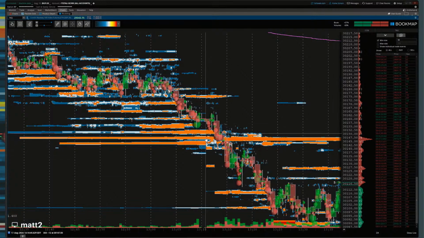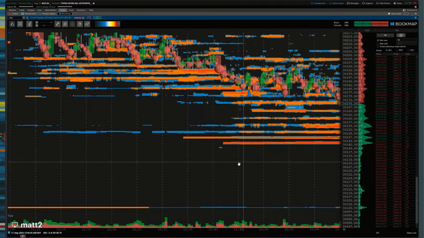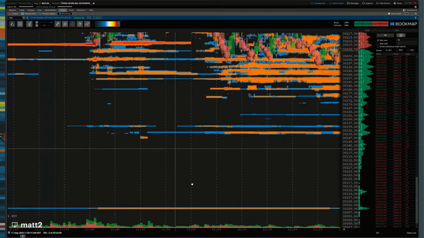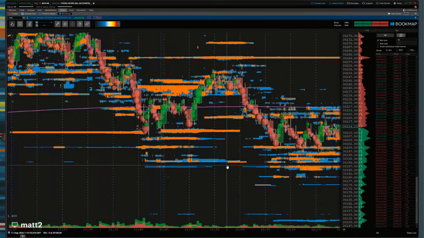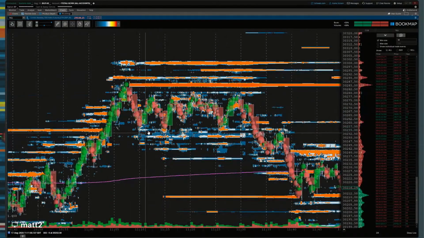The key difference is the immediate support above, whereas we didn't really have that here, right? No support came in below us. We just broke out. No support came in. We just broke out, headed into the next liquidity, and that was that, right? Broke down into the next.